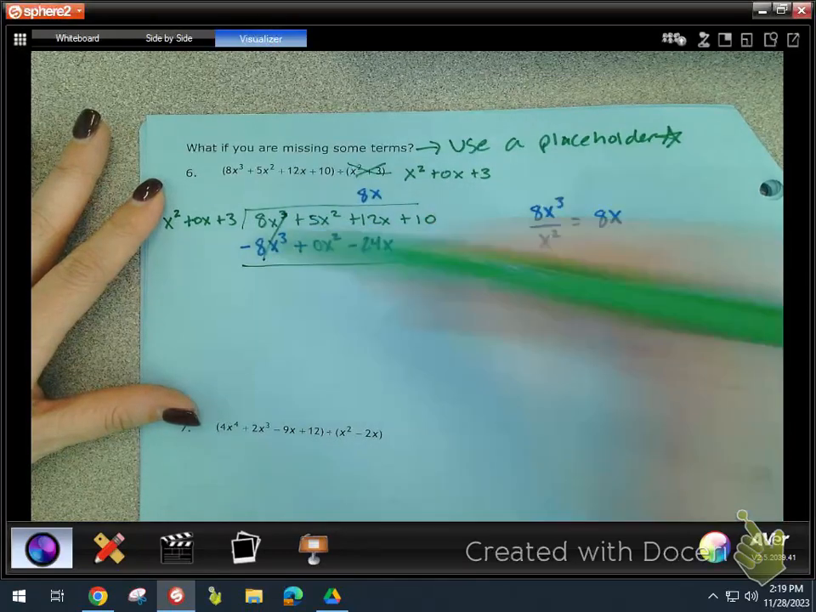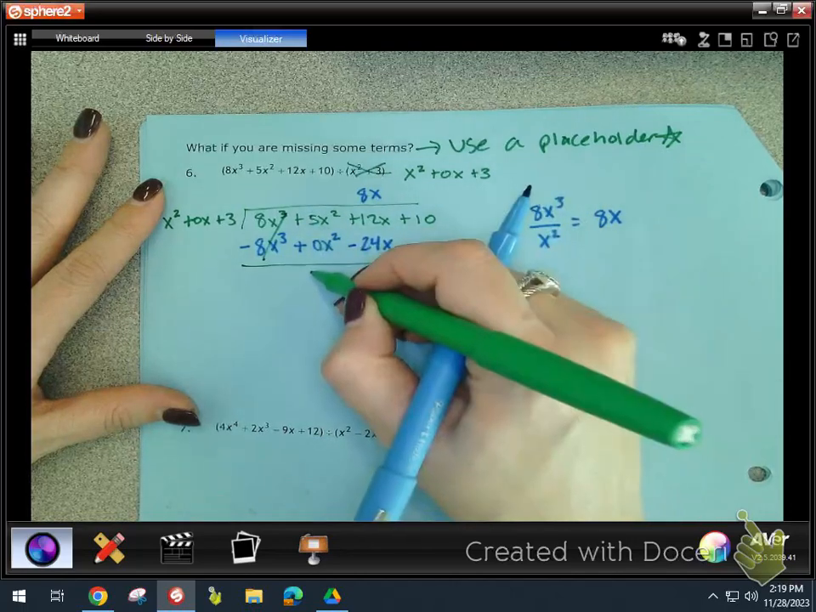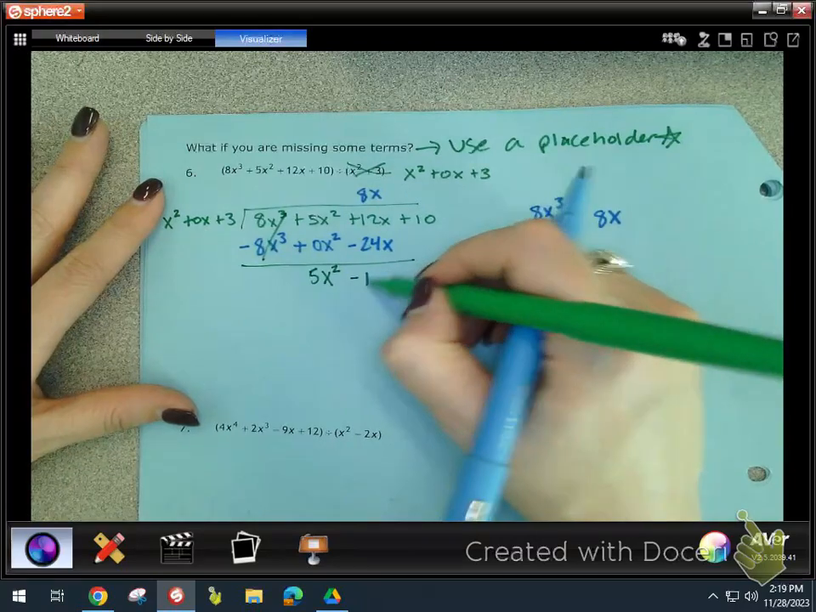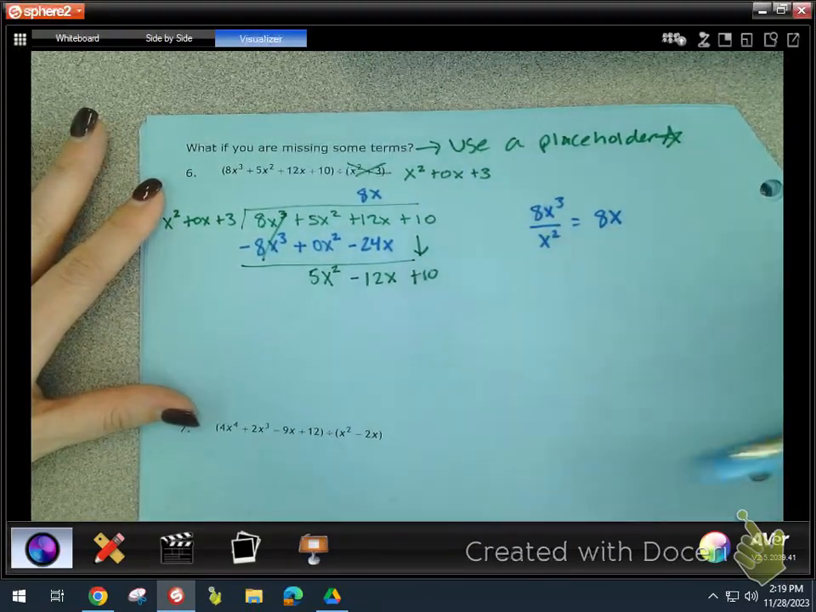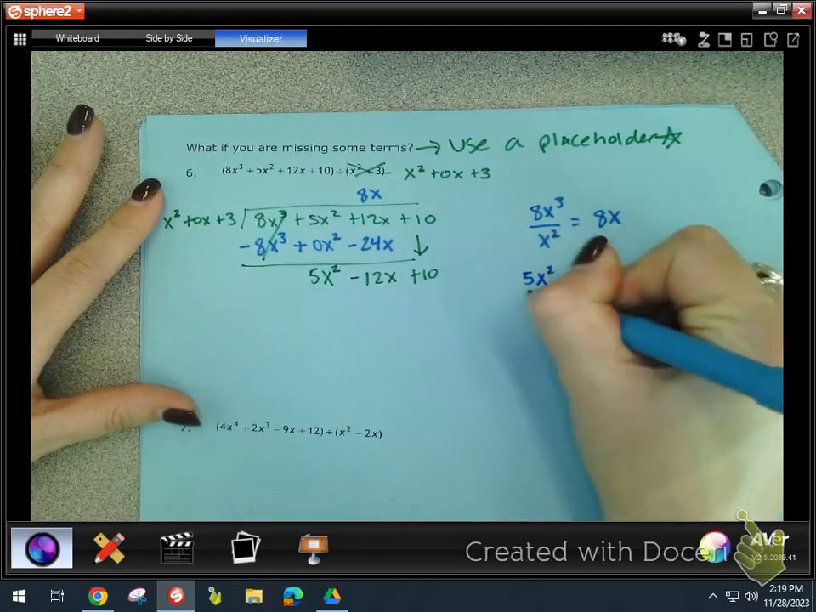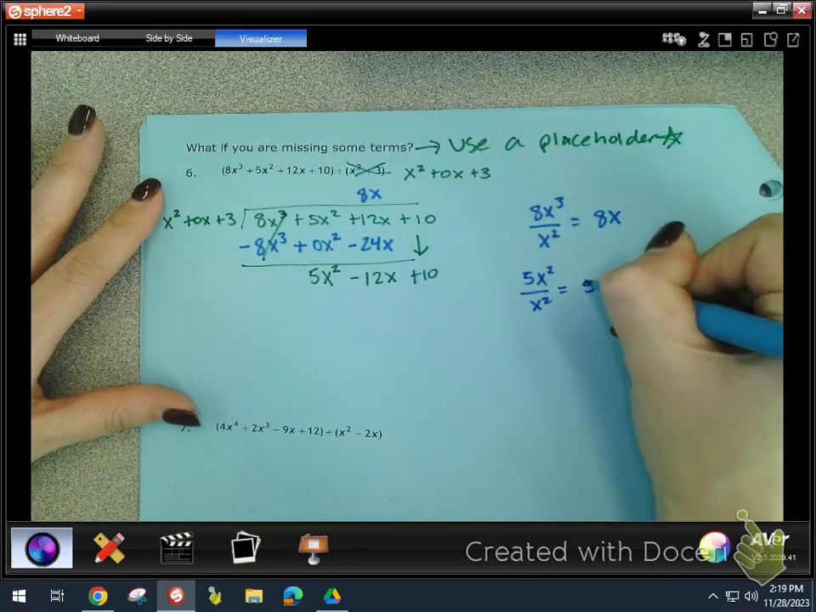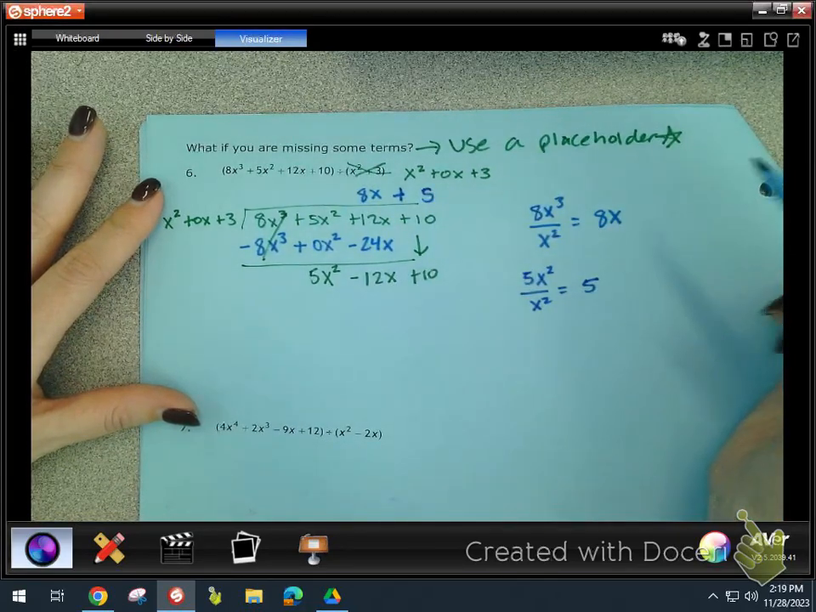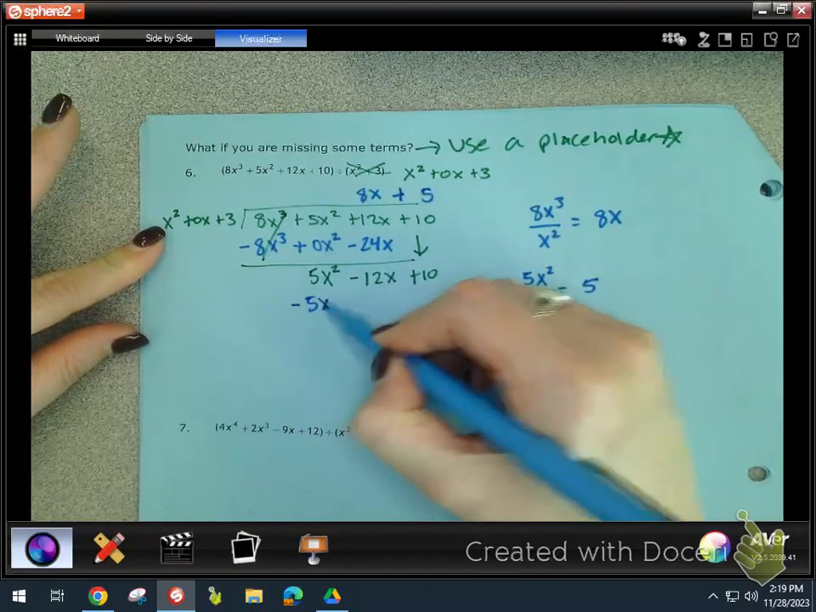So my first terms go. My second term, that adds up to be 5x squared minus 12x. Bring down the plus 10. Start over again. First term is 5x squared. Divide that by x squared, and I get a 5. Yeah. Positive 5. 5x squared positive, right, negative.